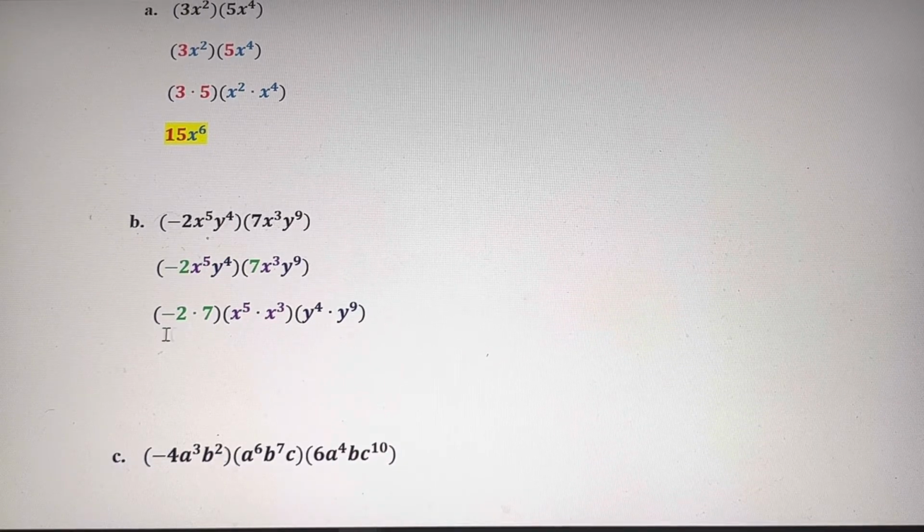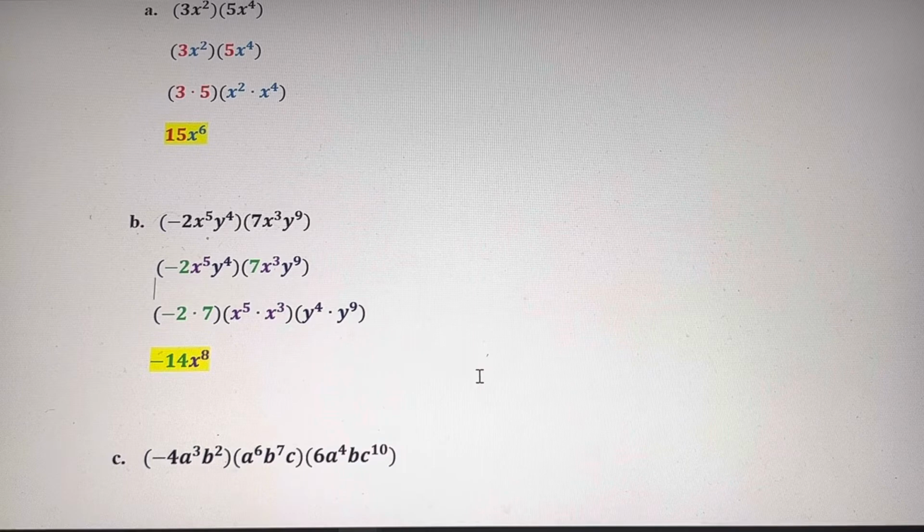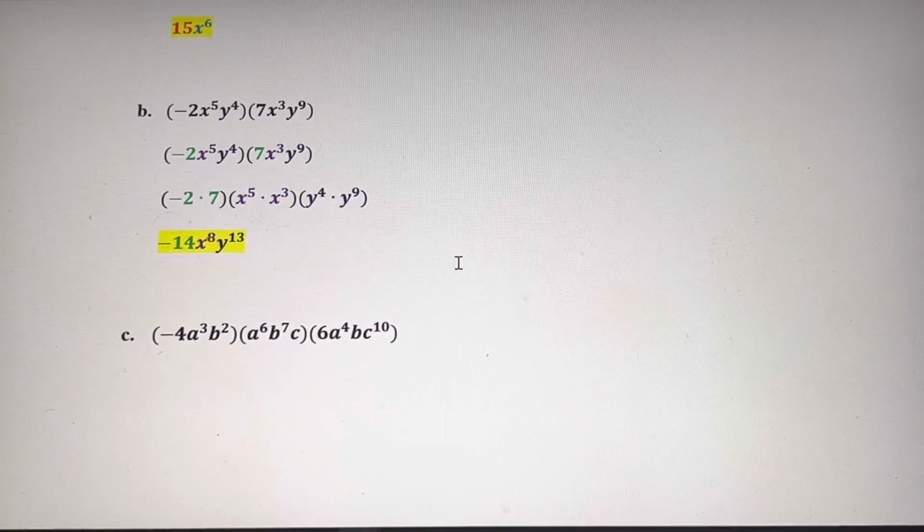So the constants, negative 2 times 7 is negative 14. X to the 5th times x cubed is x to the 8th. So negative 14x to the 8th. Add the exponents here, y to the 4th times y to the 9th is y to the 13th. So that should be my final answer for that one. Pause the video, give C a try, and then come back and check your work.